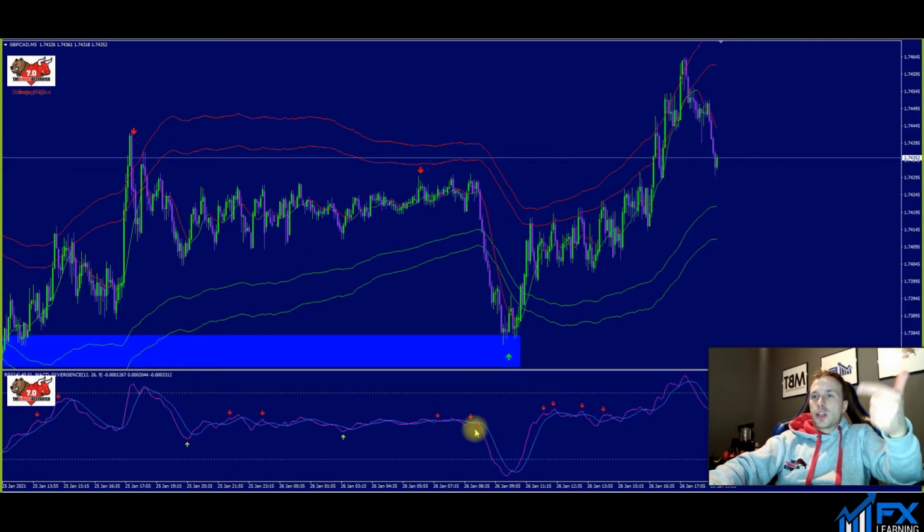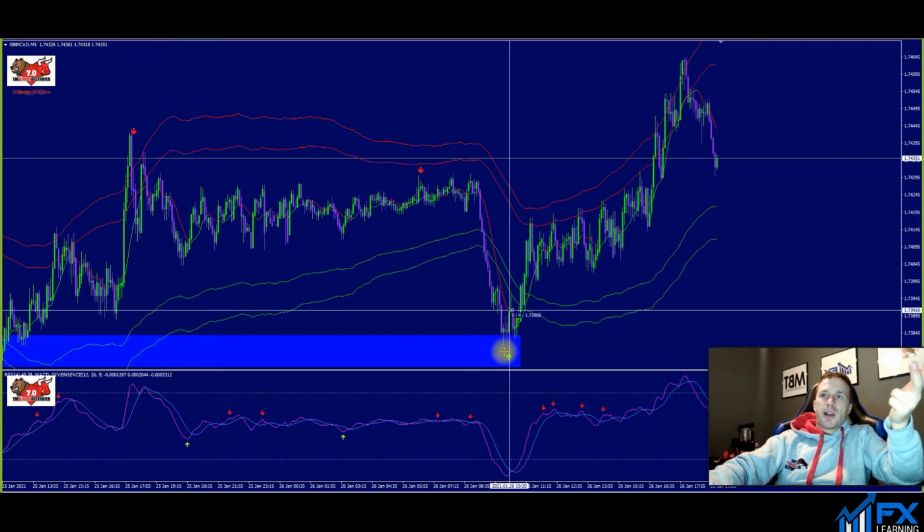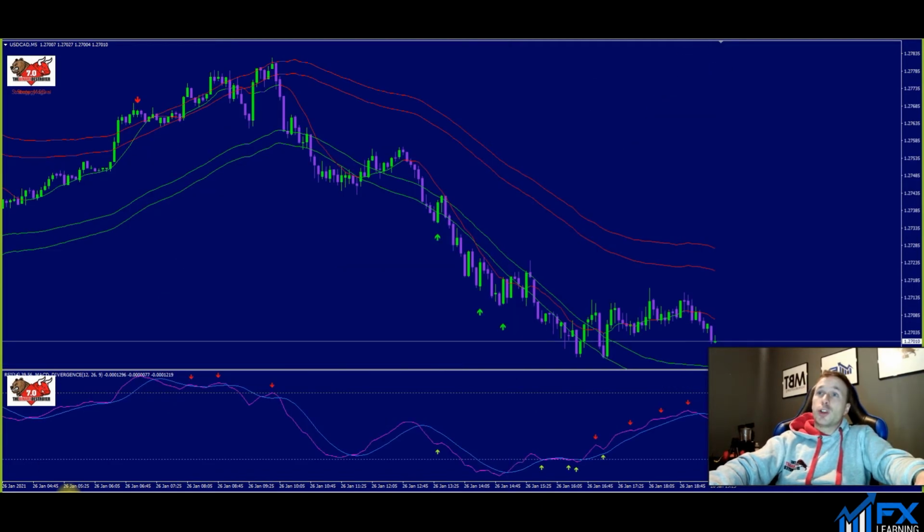Look at the MACD. Goes oversold. Look at the Mogwai arrow. There you go. Three entry points. Support line, MACD, Mogwai arrow. Stop loss 11 pips. This trade went 74 pips. There you go. Let's have a look at USD CAD.